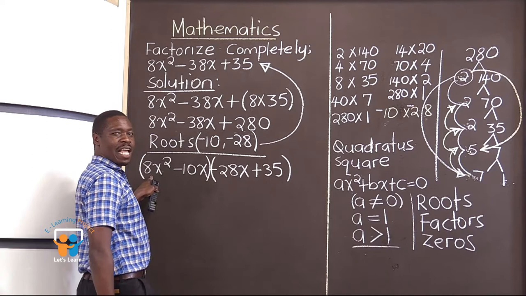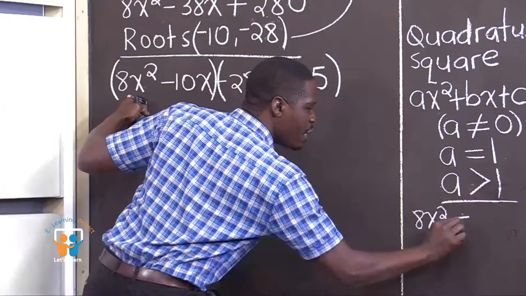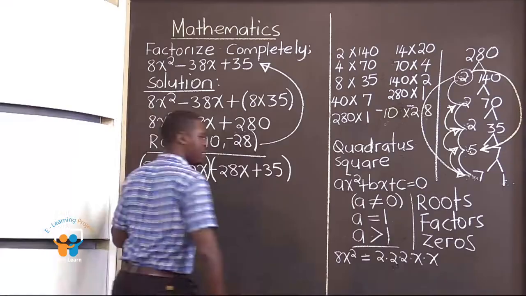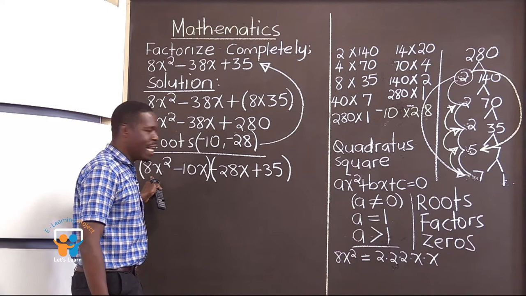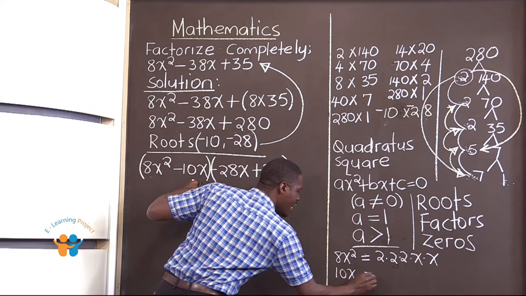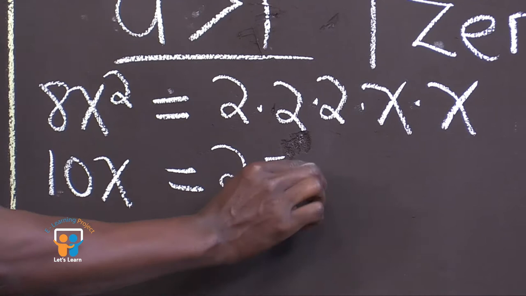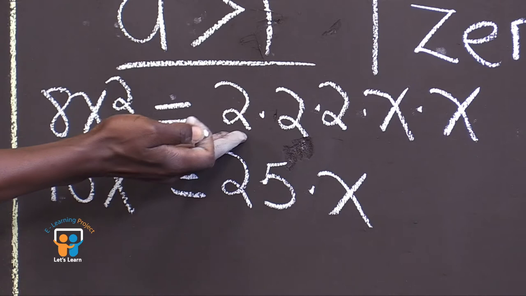But remember, 8x squared you get a 2 times a 2 times a 2 times x times x to get 8x squared. And then how about 10x? 10x, Mr. Examiner, sir, you get, first of all, to get a 10, you multiply a 2 times a 5, then times an x. Now, Mr. Examiner, sir, when you look at all these factors up and the factors down, which ones are common?